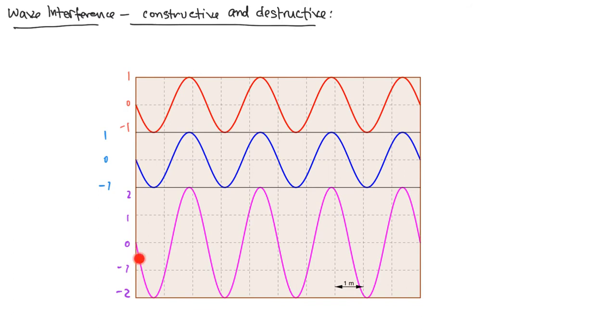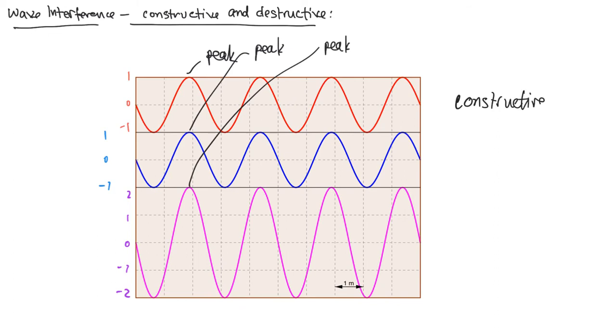And we see that the pink signal is bigger than either the red or the blue, and that's because a peak is aligning with a peak. So we have a peak here, we have a peak here, and that gives us an enhanced peak in the sum, okay? So we call this constructive interference because the signals added together are enhanced.